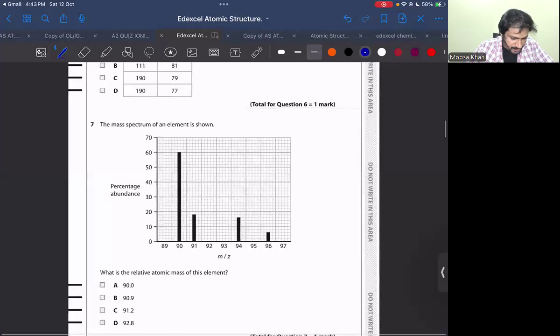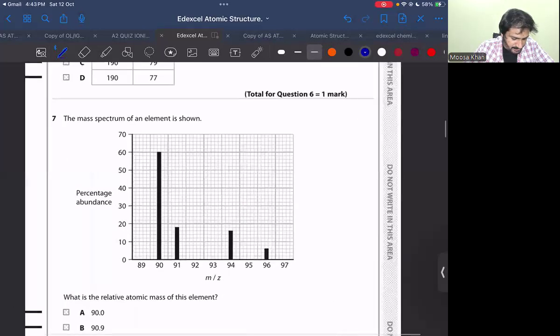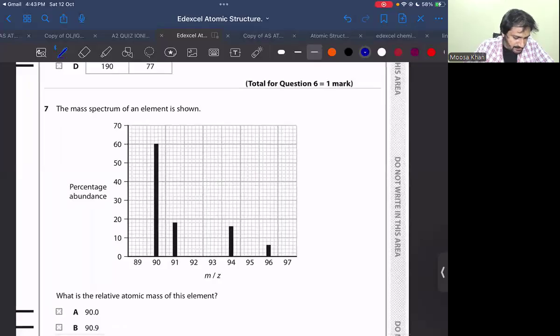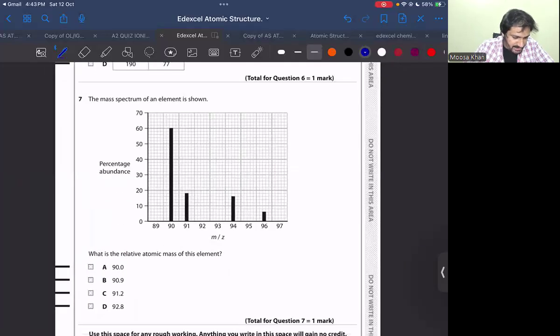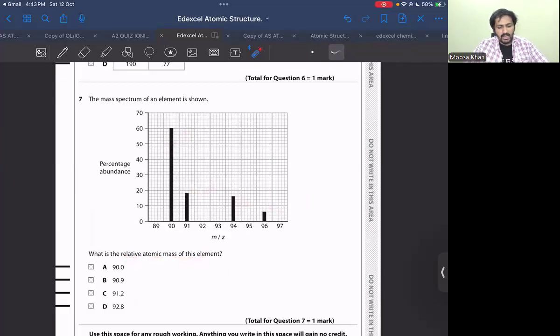Okay. Now, if you see the questions from the past papers, they are quite simple. In the question, it says the mass spectrum of an element is shown. You can see the number of peaks. These number of peaks actually represent the different number of isotopes. What is the relative atomic mass of this element? So I'm giving you the chance to solve this question. Here, they haven't given you the percentages, but you can clearly read them out from the graph. For the first isotope, this is 60%. For the second isotope, it is below 20. Each small box is representing 2%, so it must be 18%.